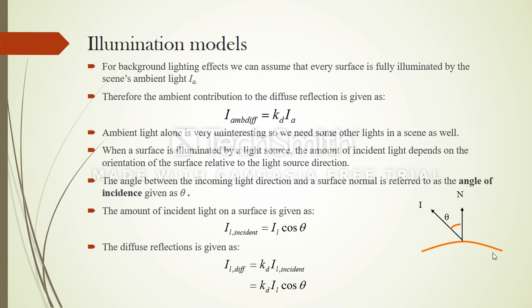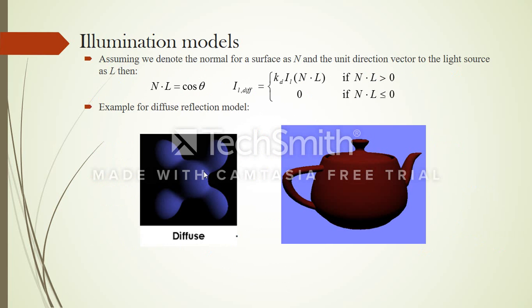The diffuse reflection also depends on the light direction. The angle between the incoming light direction and the surface normal is referred to as the angle of incidence, given by theta. The amount of incident light on the surface can be given by IL cos theta, and the diffuse reflections are given by KD IL cos theta. Assuming we denote the normal for the surface as n and the unit direction vector to the light source as L, then n dot L gives cos theta. Here are some examples of the diffuse reflection model.